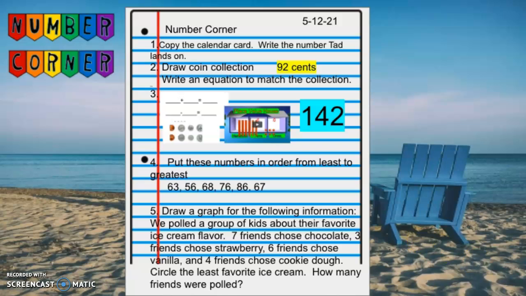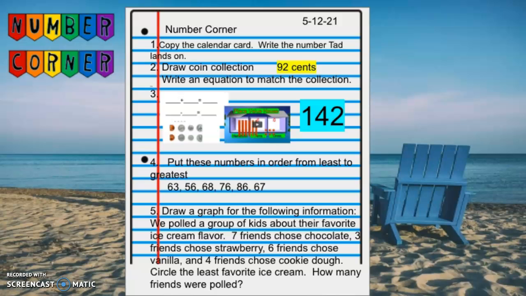And number 5, again, there's a lot of parts to this, so please follow along. Draw a graph for the following information. We polled a group of kids about their favorite ice cream flavor. 7 friends chose chocolate. 3 friends chose strawberry. 6 friends chose vanilla. And 4 friends chose cookie dough. Your first job is to make the graph.